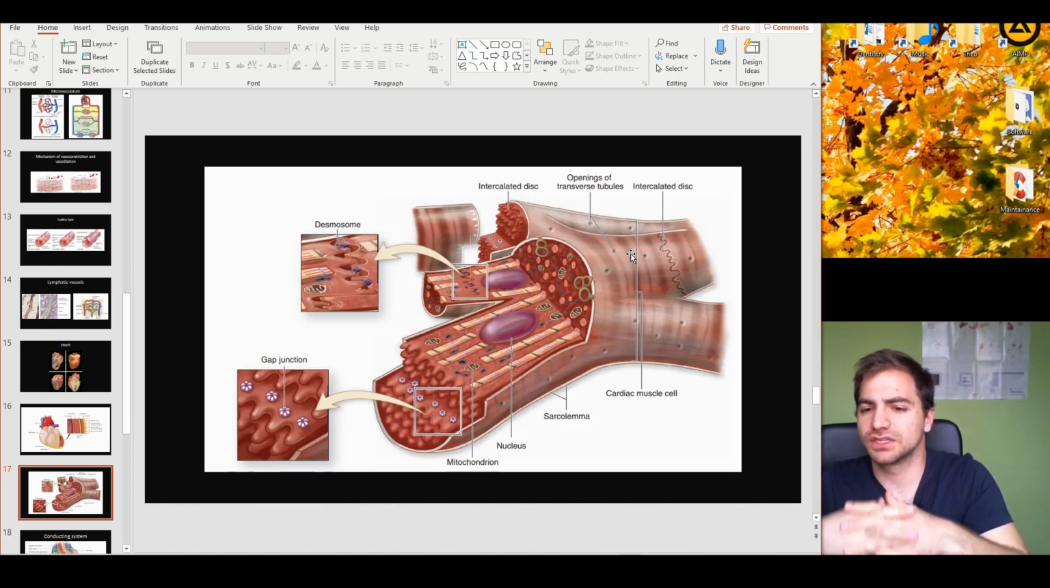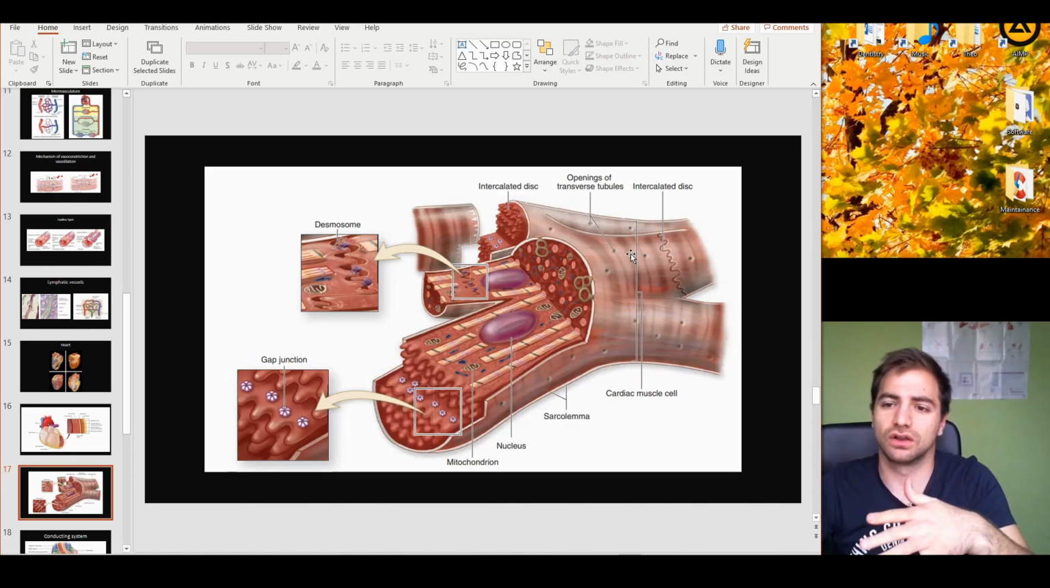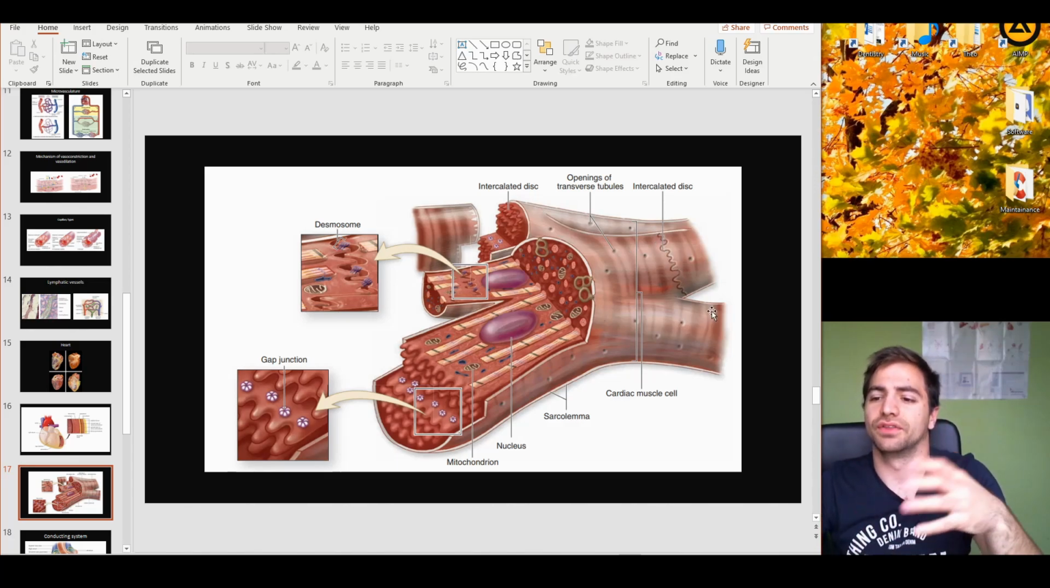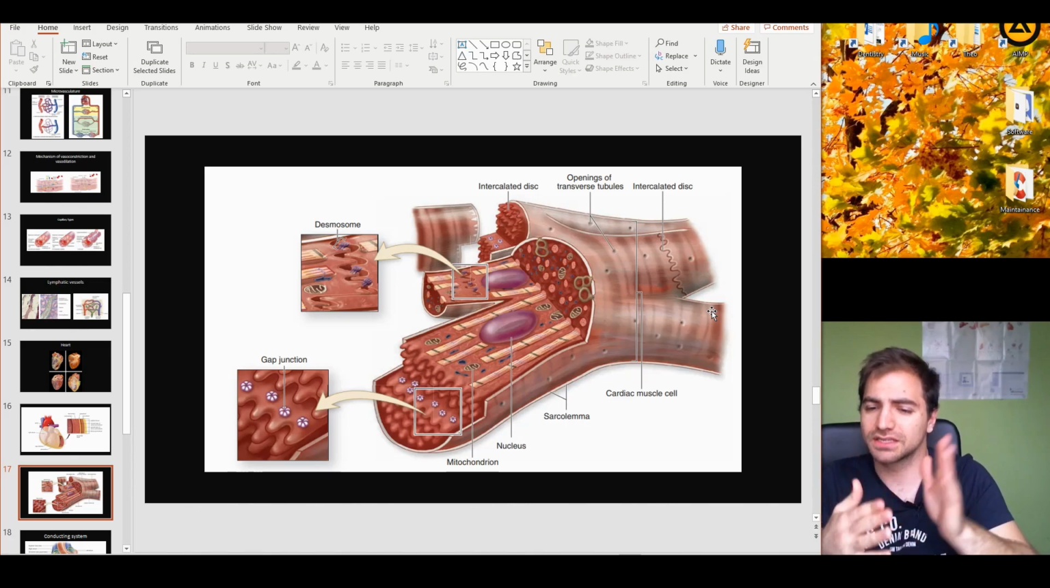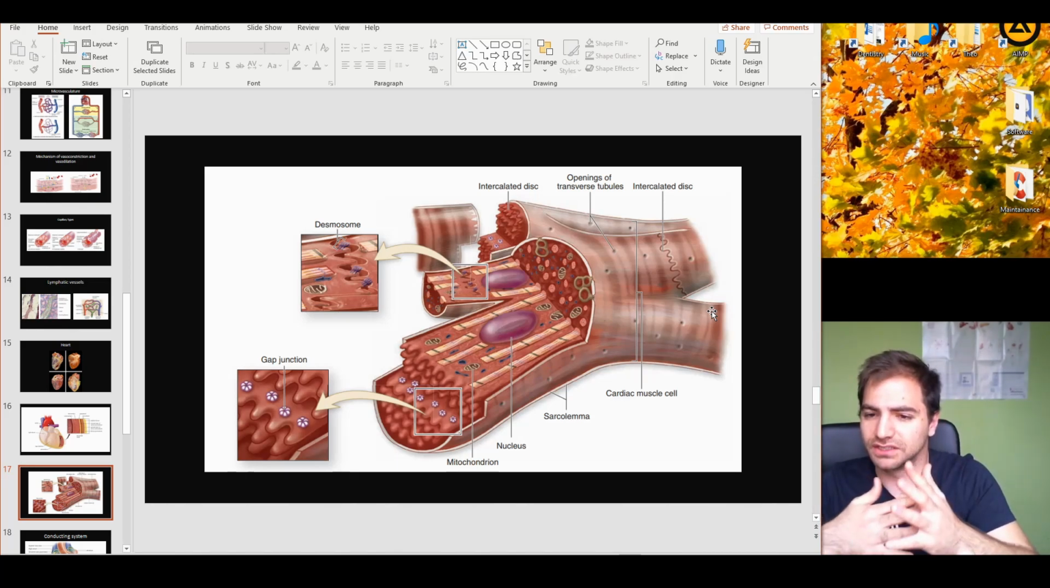The cardiomyocytes are cells that are typically single nucleated, with a maximum of 2 nuclei per cell, and this cell is characterized by the presence of desmosomes and gap junctions along the intercalated disc. The intercalated disc is a structure that connects one cardiomyocyte to the other. It's important to understand that throughout the whole length of the intercalated disc, we're going to find both desmosomes and gap junctions.